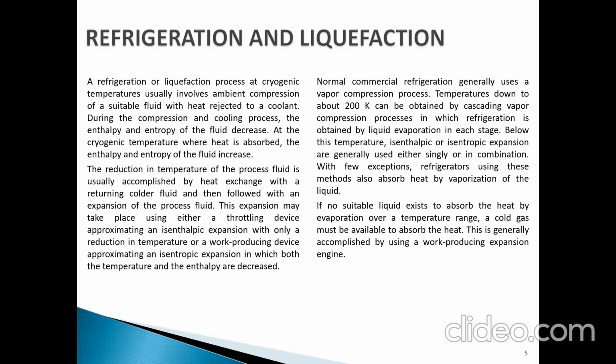Normal commercial refrigeration generally uses a vapor compression process. Temperature down to about 200 K can be obtained by cascading vapor compression processes in which refrigeration is obtained by liquid evaporation in each stage. Below this temperature, isenthalpic or isentropic expansion are generally used either singly or in combination. With few exceptions, refrigerators using this method also absorb heat by vaporization of the liquid.